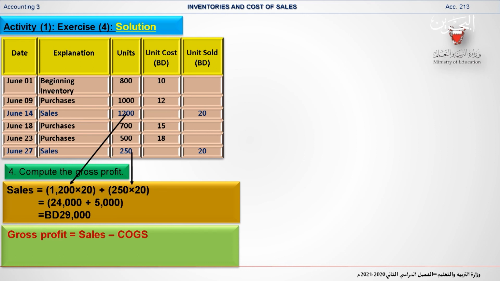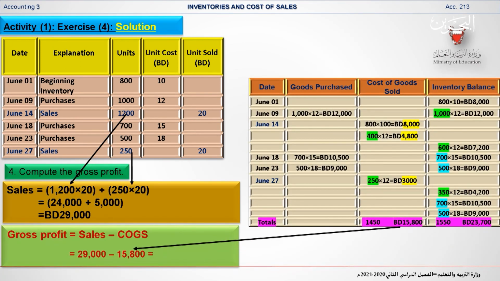After we calculated the sales, we take cost of goods sold calculated earlier in the table in requirement 3. We are ready now to calculate gross profit, which equals 13,200 BD.